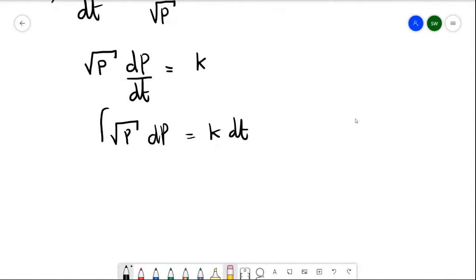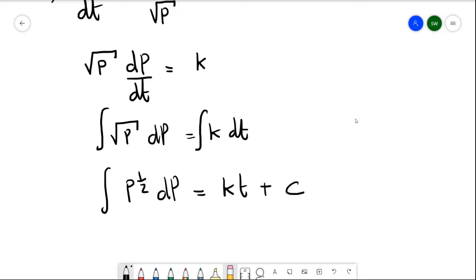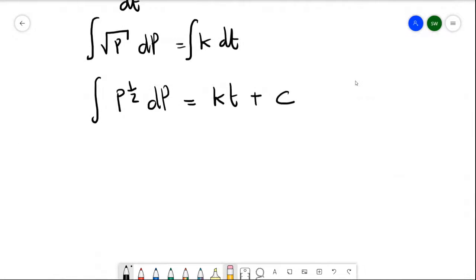Now I can integrate both sides. On the left-hand side, I've got the integral of P to the power of a half. On the right-hand side, k is just a constant, so that integrates to kt. It's really important that you realise on the right-hand side we're integrating with respect to t, so the integral of k is kt. Then we'll add on the constant of integration to the right-hand side. On the left-hand side, we increase the power by 1 and then divide by the new power. So we've got 1 times P to the power of a half, so we're going to do 1 divided by 3 over 2, which is 2 over 3.